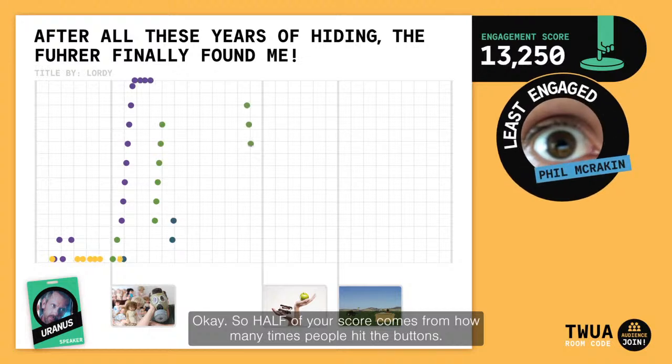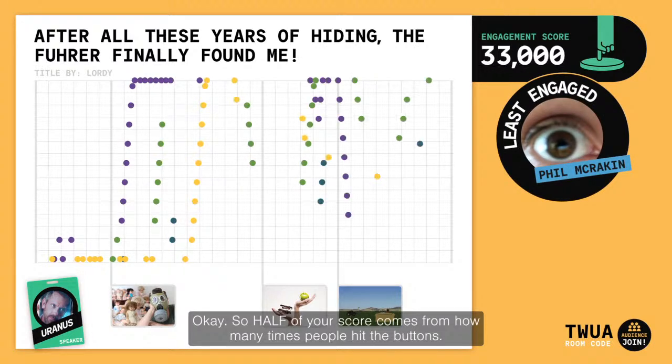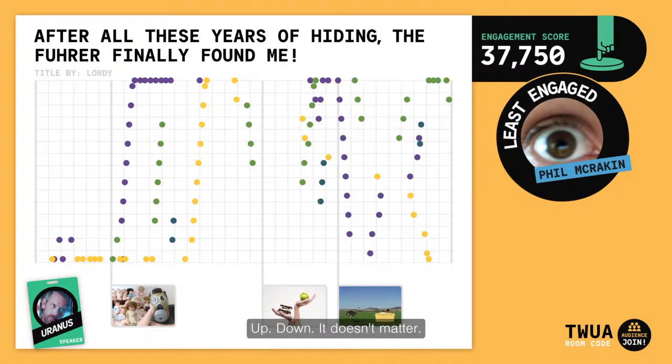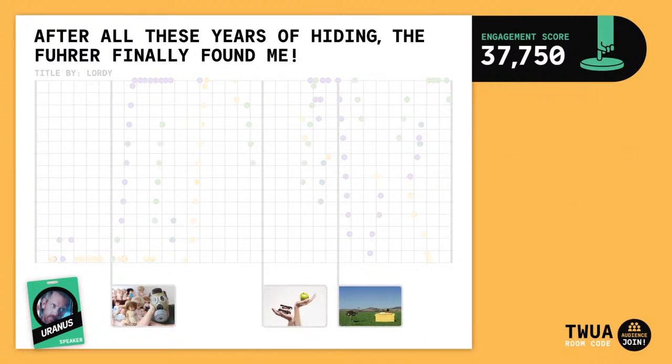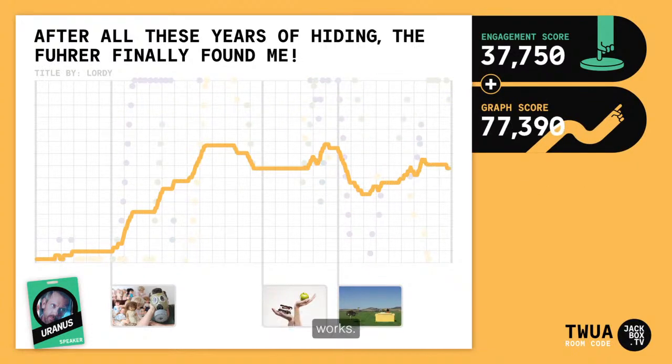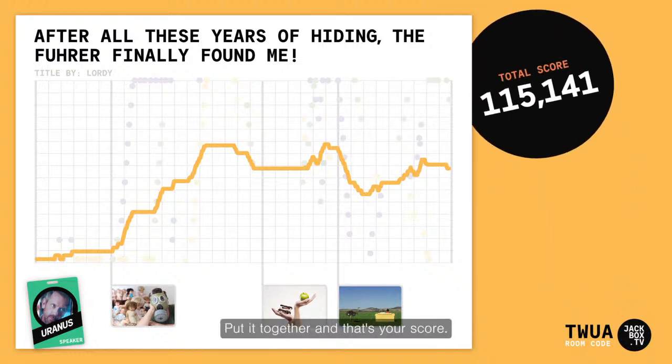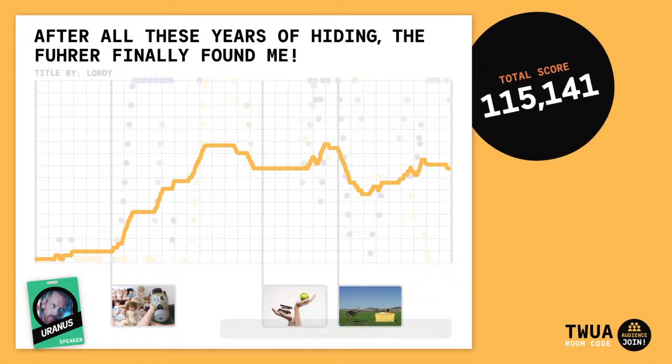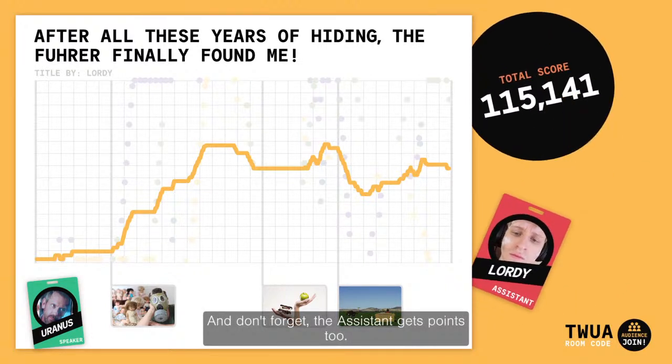Okay, so half of your score comes from how many times people hit the buttons. Up, down, it doesn't matter. And the other half comes from the value judgments on the graph. You know how a graph works. Put it together, and that's your score. And don't forget, the assistant gets points too.